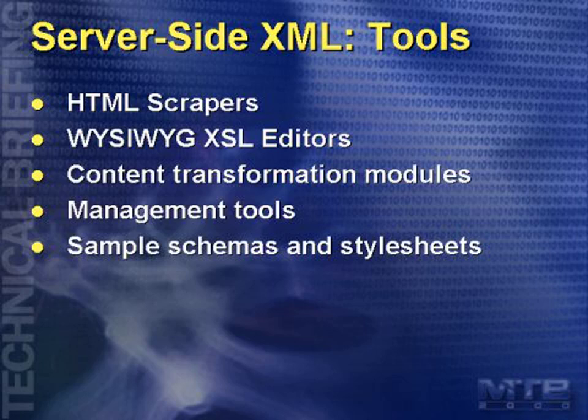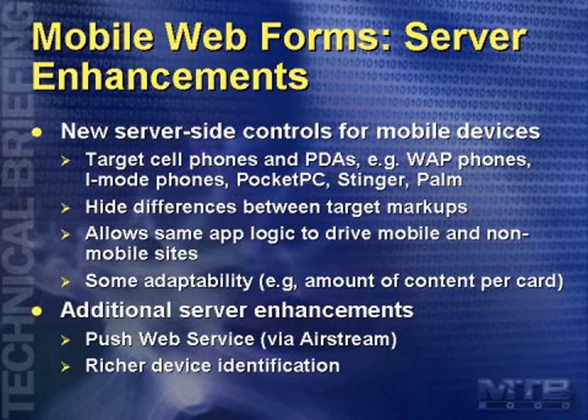So we'll have server-side controls for mobile devices. We'll target cell phones and PDAs. And again, the types of controls are things like list boxes, etc. I'll add them in, and they'll automatically take care of rendering content appropriate to devices. So I'll be able to construct an application for the web just as I construct an application in VB today. It'll hide differences between target markups. It'll allow the same application logic to drive mobile and non-mobile devices. So write once, hit it with anything is the dream. And then some adaptability. So you'll be able to specify, for example, that you want to control the content that's displayed on a particular card or whatever.